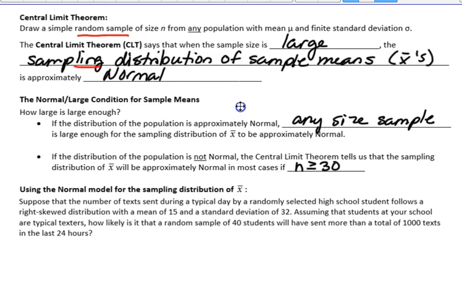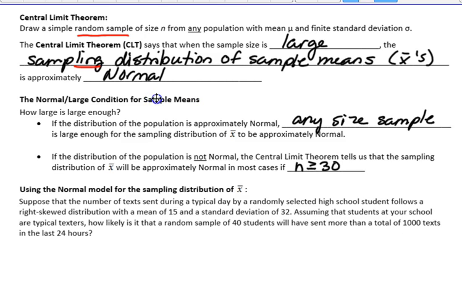So if you're dealing with a problem in AP statistics on an exam, for example, and you have to use the normal model to approximate the sampling distribution of sample means, either you need to be told that the population is approximately normal, or you have to be able to observe by looking at a graph that the population is approximately normal, or you need to know that the sample size is greater than or equal to 30. Otherwise, the results of the central limit theorem do not apply.